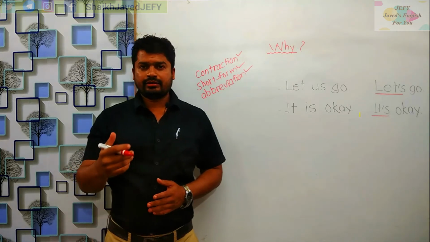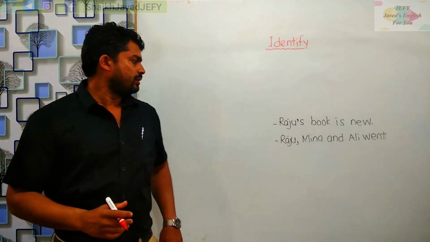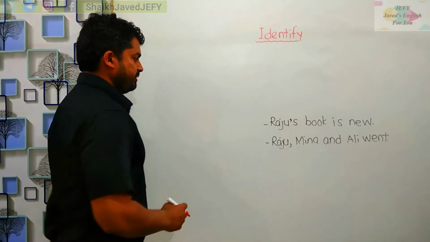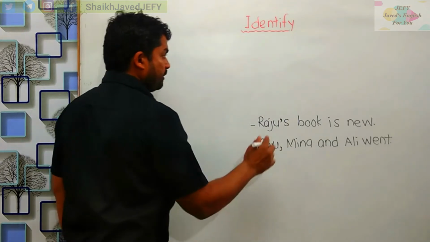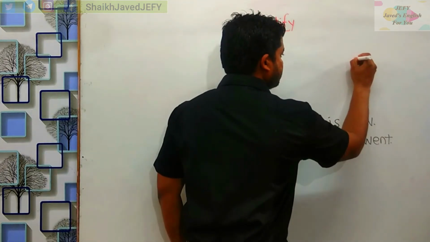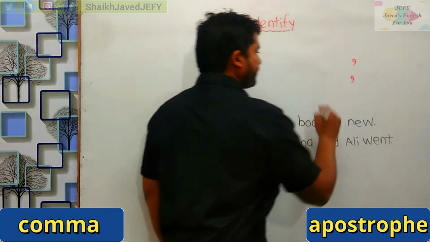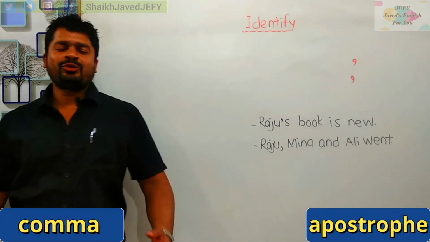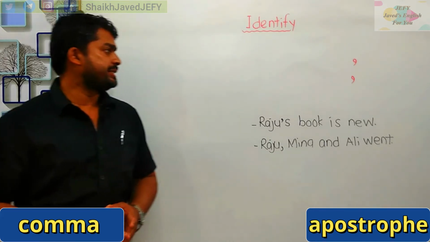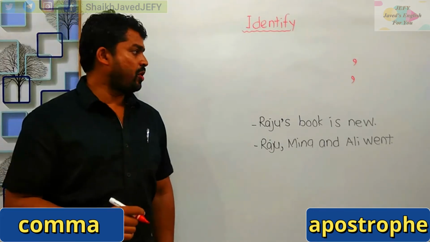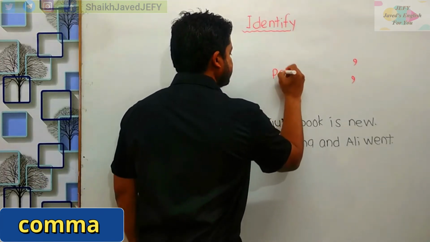Okay? Next. The next thing that I have noticed, most of the students get confused between an apostrophe and a comma because they look the same. This one is an apostrophe and this one is a comma. Practically, there is no difference in between them. Then how would you know which one is an apostrophe and which one is a comma? On the basis of their location, okay, their position in a sentence.